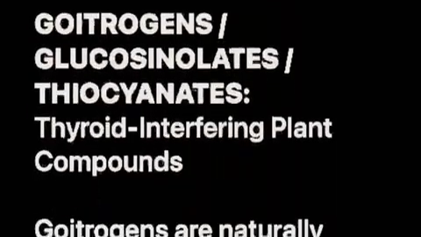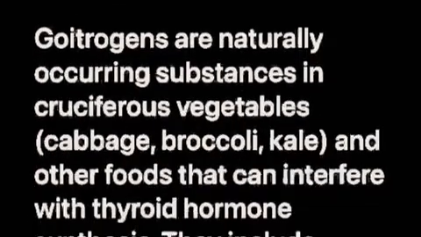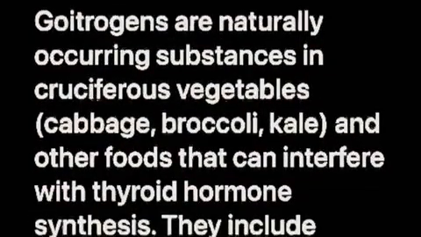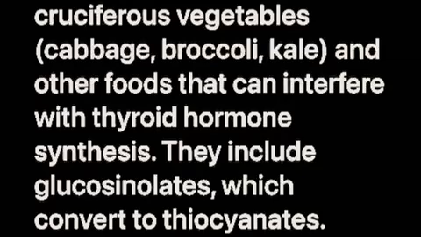Goitrogens, glucosinolates, thiocyanates, thyroid-interfering plant compounds. Goitrogens are naturally occurring substances in cruciferous vegetables, cabbage, broccoli, kale, and other foods that can interfere with thyroid hormone synthesis.